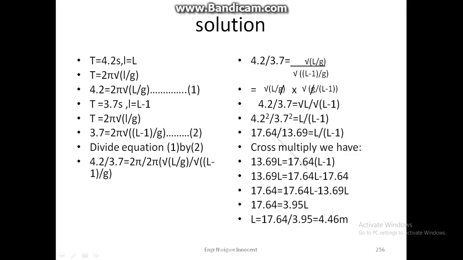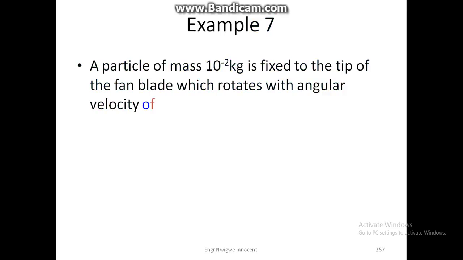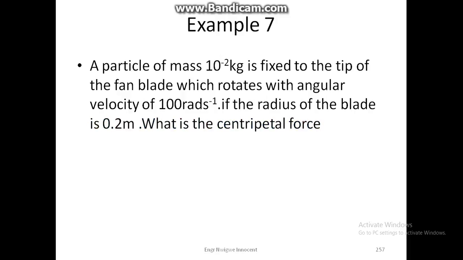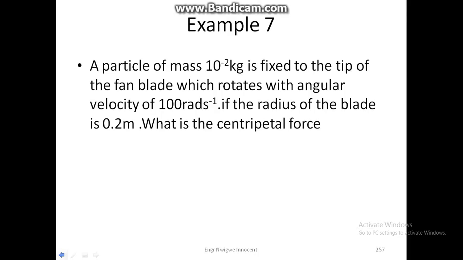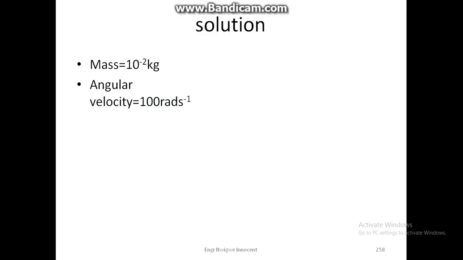Example 7. A particle of mass 10 raised to power minus 2 kg is fixed to the tip of a fan blade, which rotates with an angular velocity of 10 radians per second. If the radius of the blade is 0.2 meters, what is the centripetal force? Solution. Mass is given as 10 raised to power minus 2 kg. Angular velocity is equal to 10 radians per second. The radius of the blade of the fan is 0.2 meters.